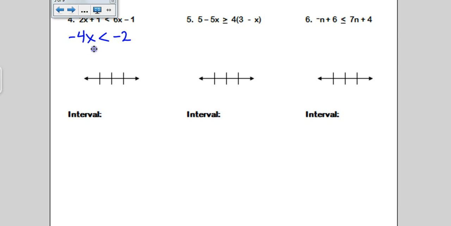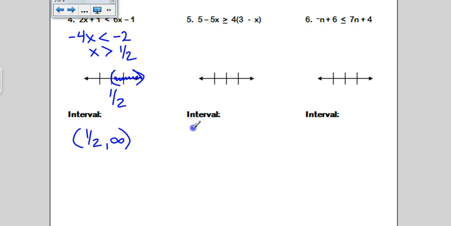When I divide both sides by a negative 4, I have to remember to flip the sign because I divided by a negative. 2 divided by 4 is going to give me a 1/2. Now, I don't really care where you draw the 1/2, but I do want you to make sure you shade greater than him. And because it's not equal to, we need a parenthesis. So your solution for that is going to be parenthesis 1/2 up to infinity.